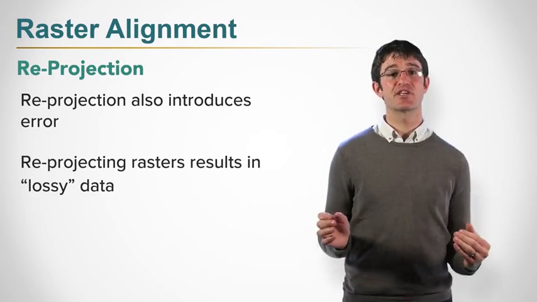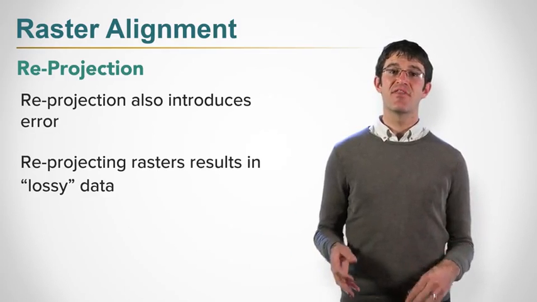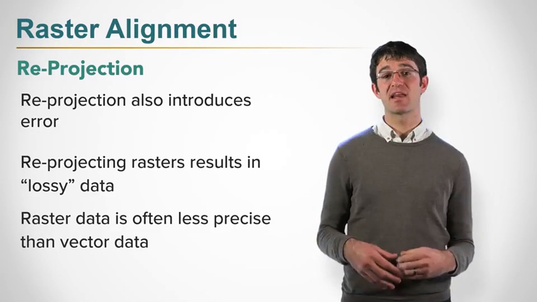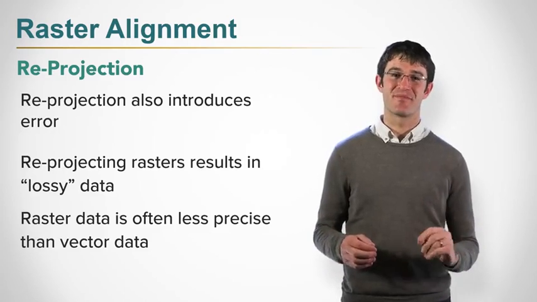These are the types of situations where even though rasters can have higher data density than vector data, they can be less precise than vector data in many operations. The bottom line is you need to take care with your data alignment.